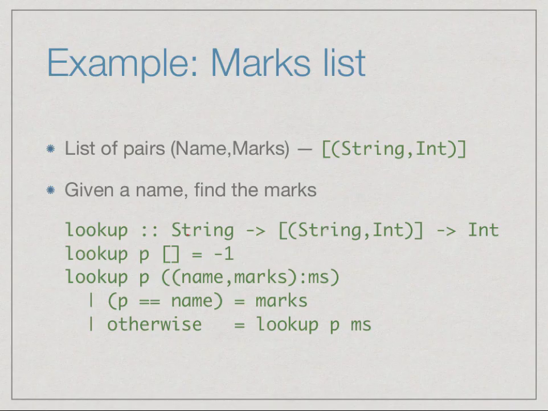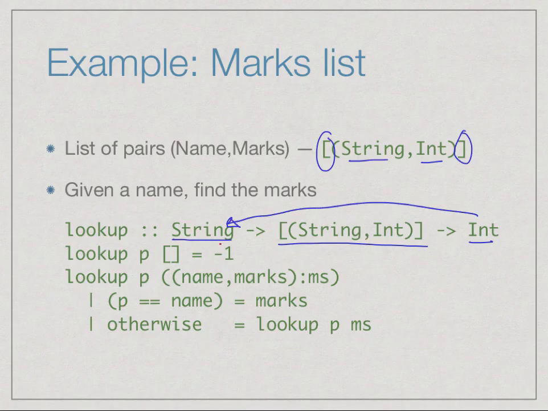So for example, supposing as before, we had this list of marks of students where each pair consists of a name and the marks for that name. So we have a pair which consists of a string and an int, and we have a list of such pairs. This is the type of our input. And now we want to look up the marks for a given student. So we are given a name, which is a string, and we are given this list of marks for the entire class, and we want to return the marks that this particular student got. So we use our usual list induction.